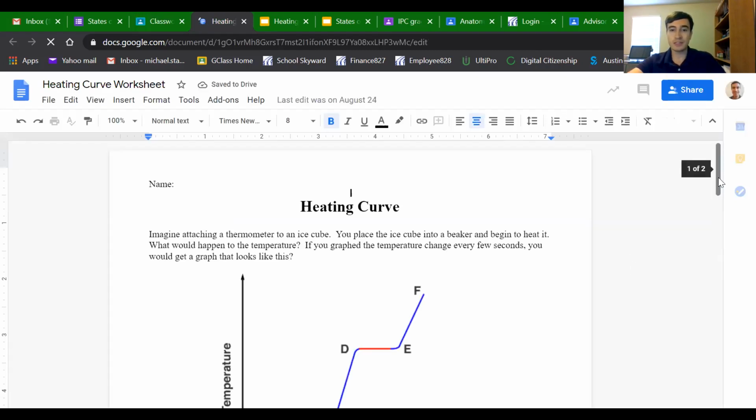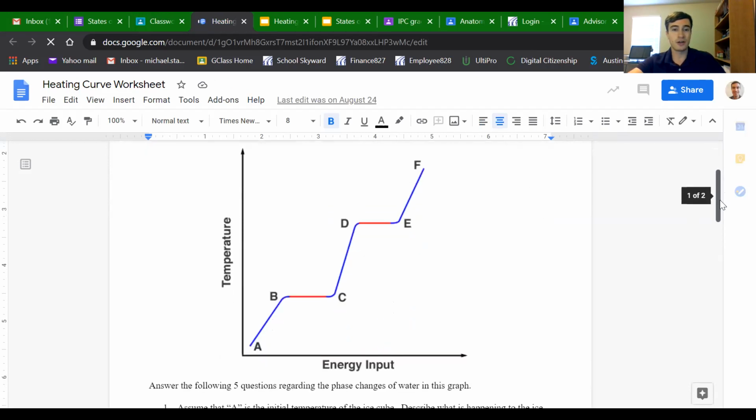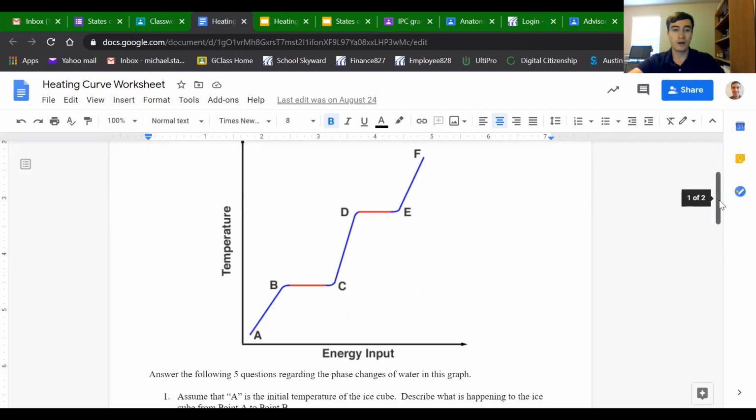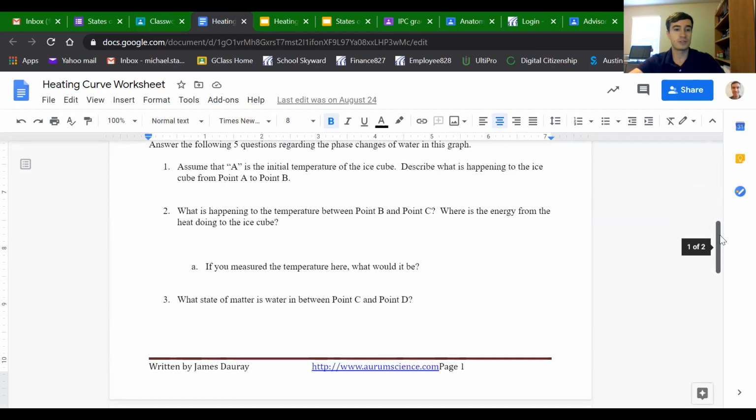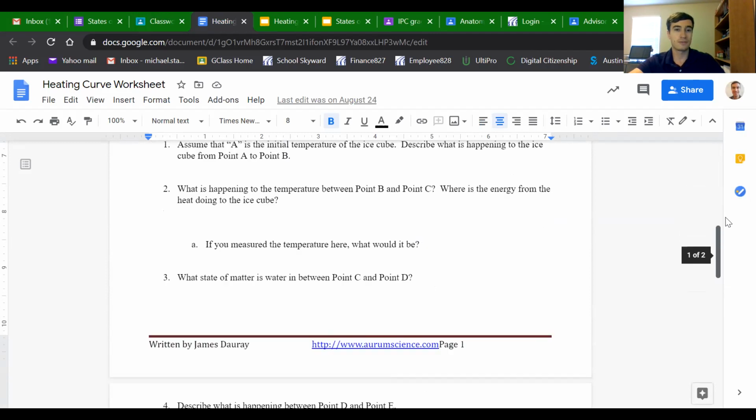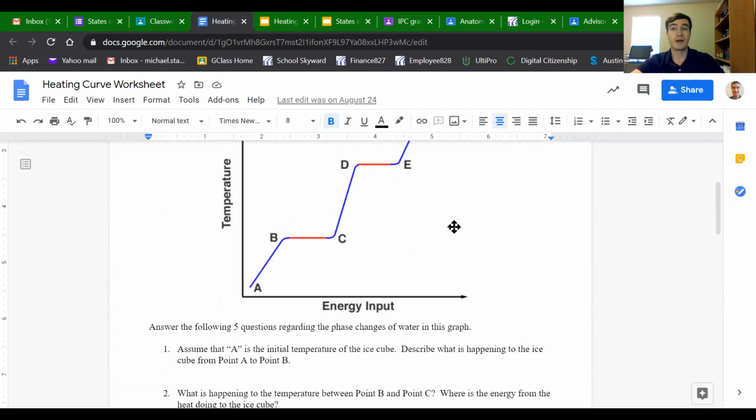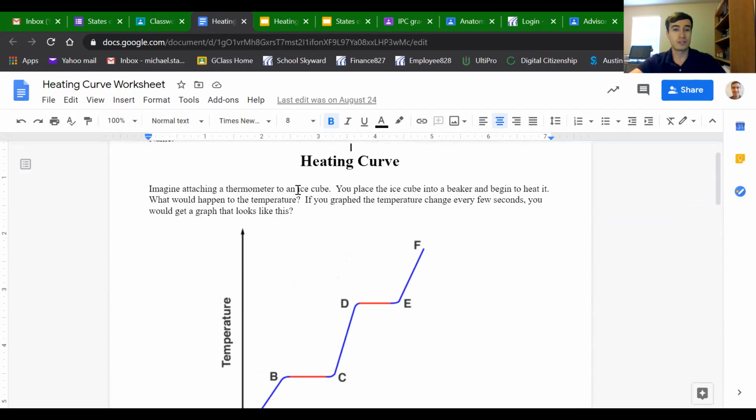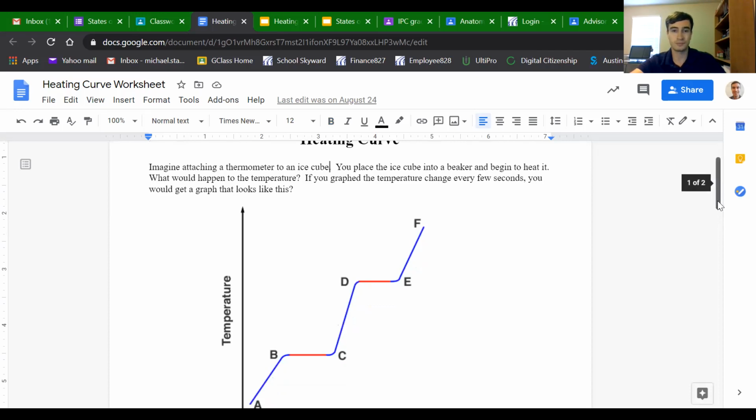And so I've given you guys a very generic heating curve that looks like this. Again, should look pretty similar to what we were just looking at. And there are a series of questions underneath that are basically asking about what's happening at different points of this heating curve. So this is specifically, like we were just talking about, a heating curve of water, so an ice cube that you're measuring.